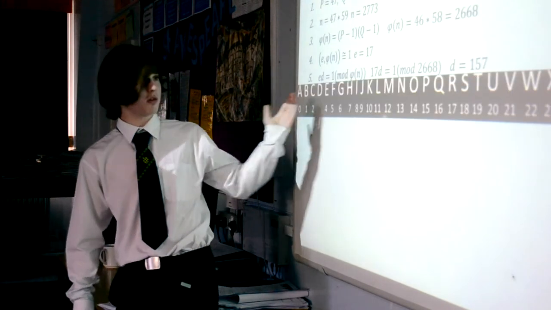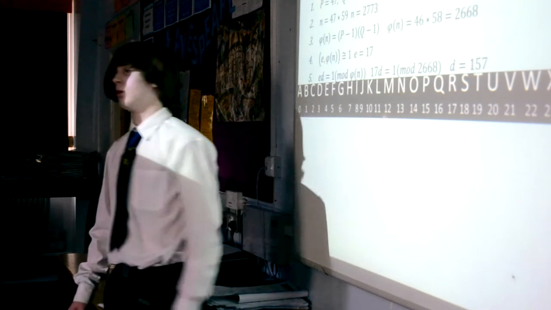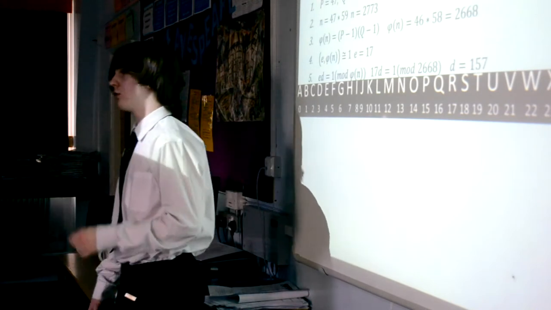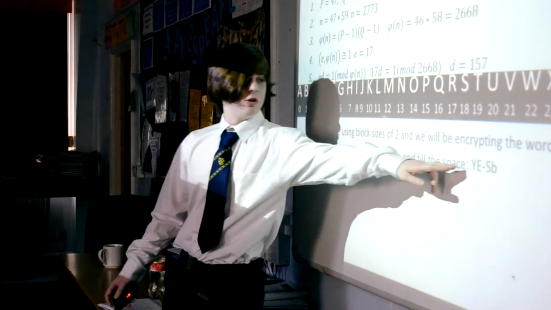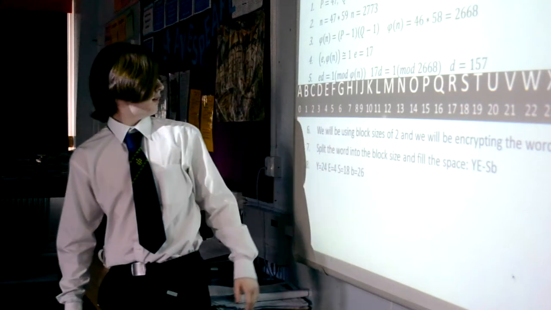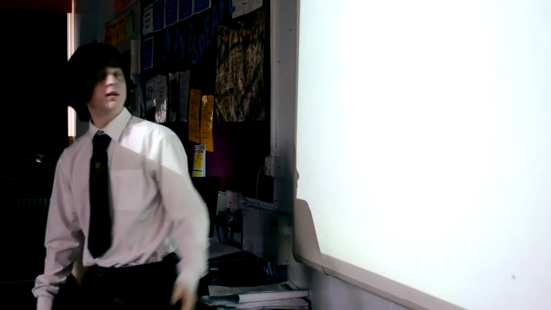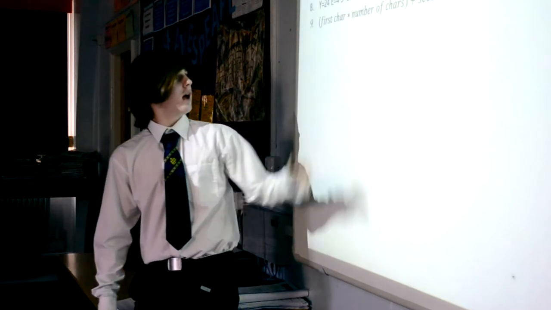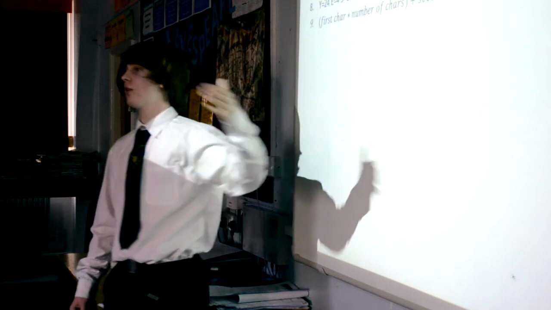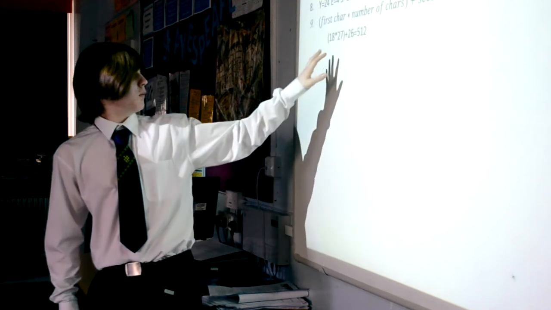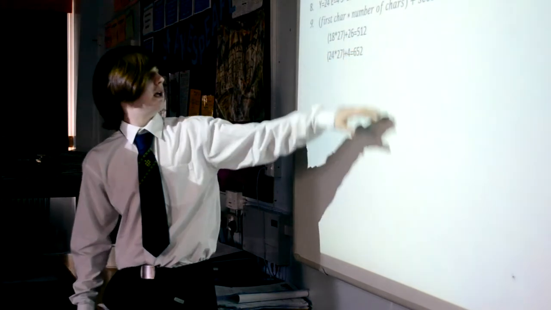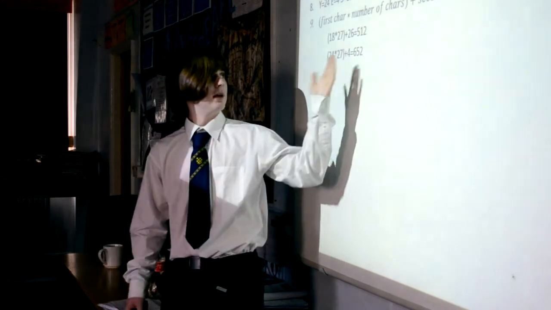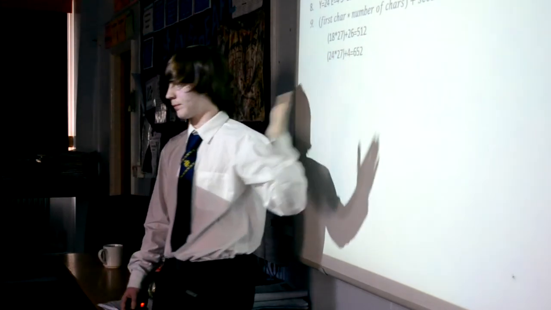So here's our alphabet that we've labelled, and we're going to be using block sizes of 2, and the word we're going to be encrypting is YES, to keep things very simple. So we've split this into two blocks of 2, and then we need to work out temp using the formula on the previous page. We take the numerical values, and the first character times the number of characters, plus the second character gives us temp. We work that out, and that gives us 512 for YE, and then we work it out for SB, and that gives us 652.